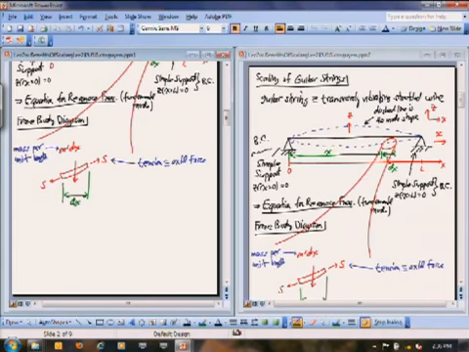And so m prime times dx is the mass of this element, since m prime is a mass per unit length. Then I have to multiply this by acceleration, which in this case is just the second derivative of z with respect to time, since that's the direction that it's moving. So that right there is my inertial force.